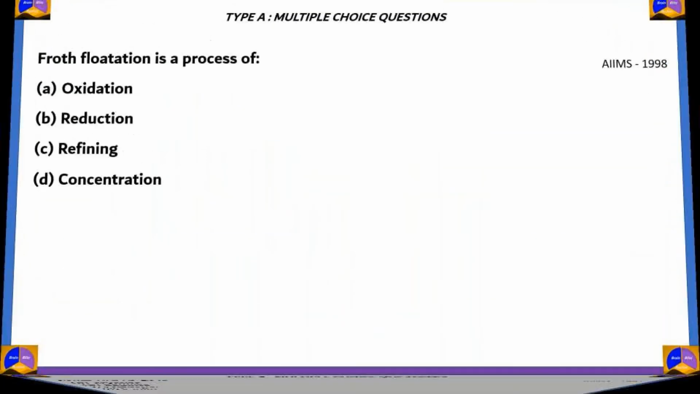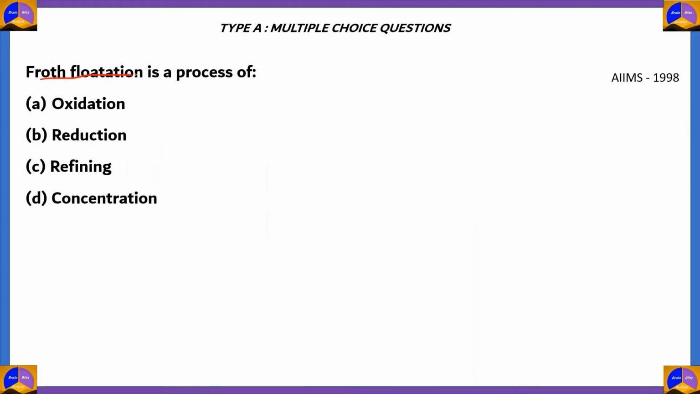Next question. Froth floatation is a process of A, oxidation, B, reduction, C, refining, D, concentration. So we need to find out which of these set of reactions does froth floatation belong to. So let's look at option A, oxidation. Now, when it comes to turning metal sulfates and carbonates to their respective oxides, we have processes such as calcination and roasting.